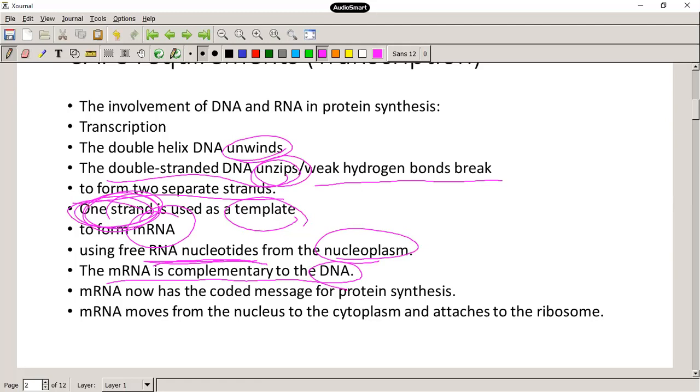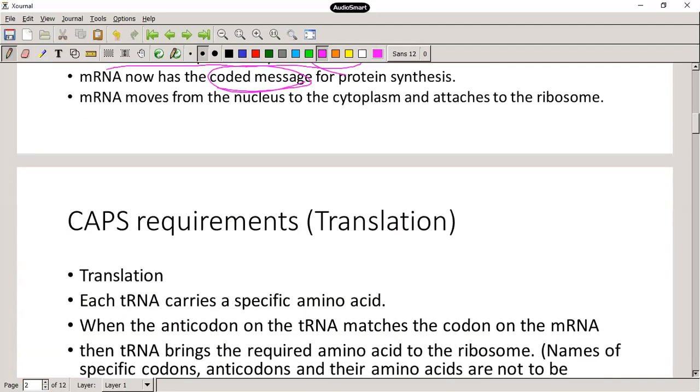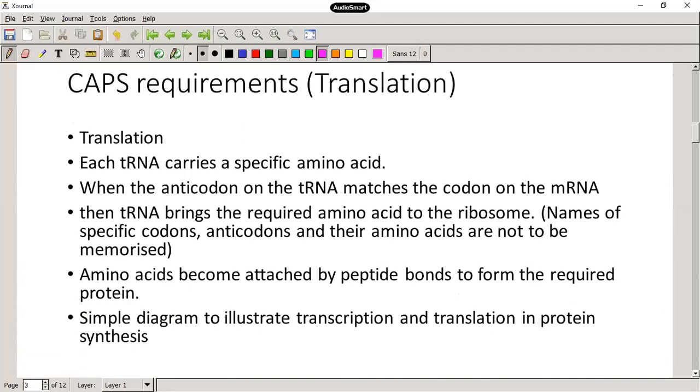Then the mRNA now has a coded message. We call it a codon that is forming from the protein synthesis. Then the mRNA moves from the nucleus to the cytoplasm and attaches itself to the ribosome. Then we get to the second process of protein synthesis, which we call translation.